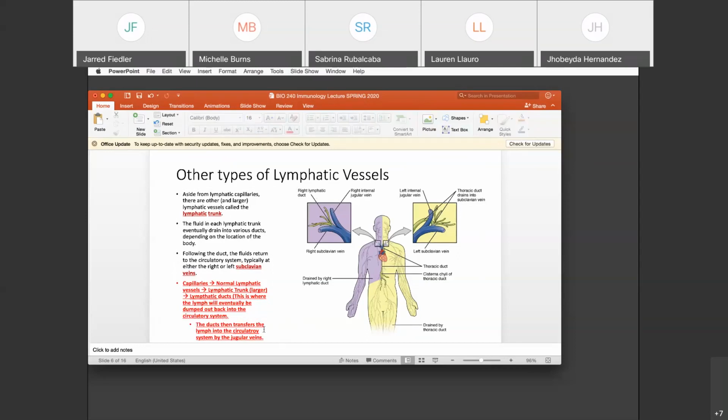All right. So make sure that once it gets in the ducts, it is going to be able to transport it into the blood vessel. Okay. And specifically talking about the jugulars.